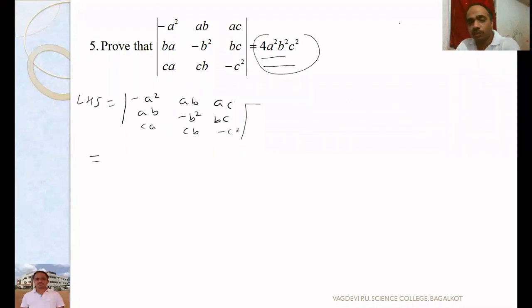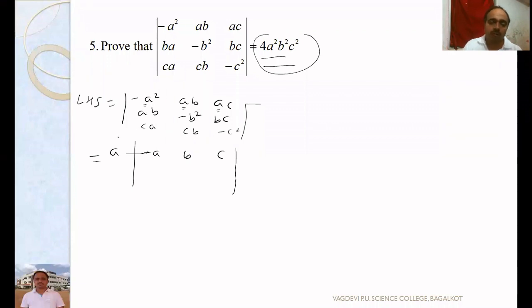Yes. What is to be taken common? I will take a common from the first row. You can observe a. If I take a common from the first row, what do I get? Minus a, then b, then c. So yesterday we have done one property. Whenever you want to take common, it has to be applied only on one row, not all the elements. You can take a common only from the first row, only from the second row, not all the three rows.